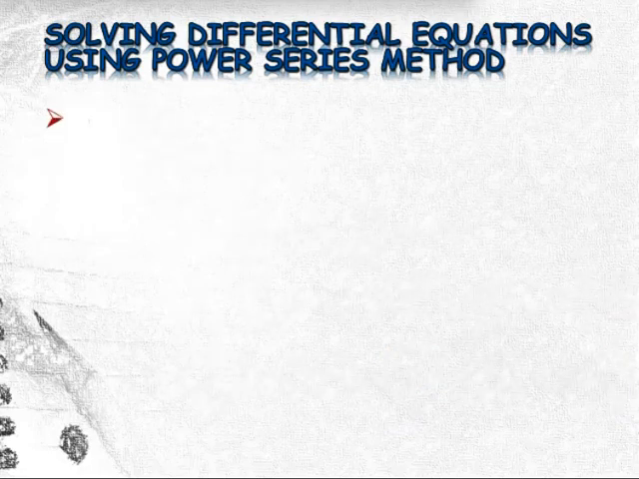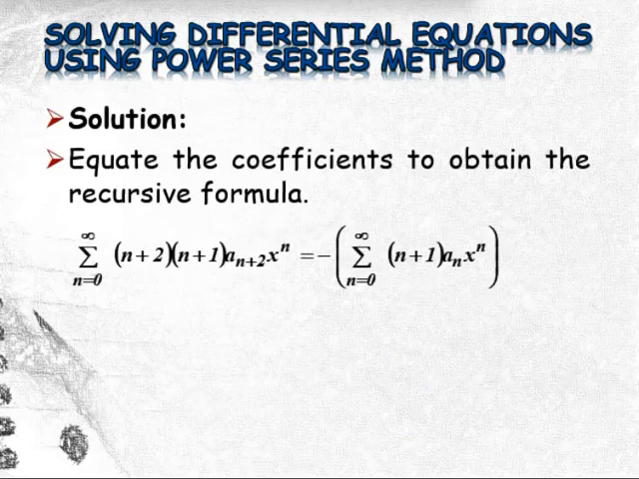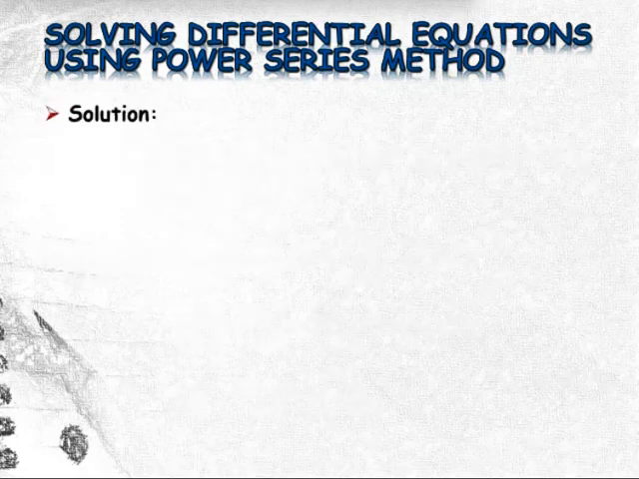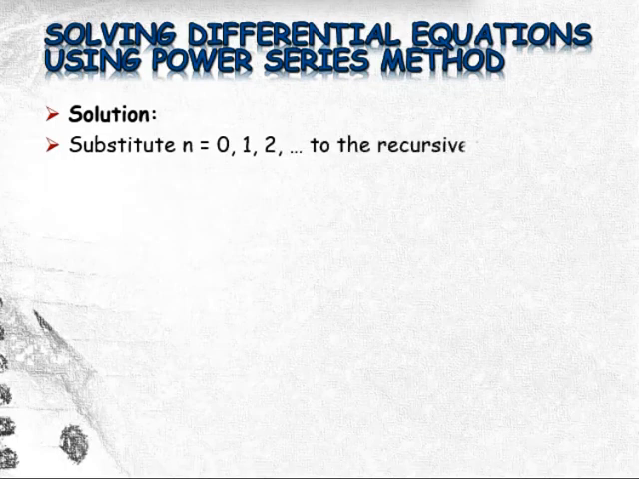So let's find the recursive formula. From the power series, we get the coefficients, and you will end up with n plus 2 times n plus 1 times a sub n plus 2 equals negative n plus 1 times a sub n. Solve for a sub n plus 2, and you will get negative a sub n over n plus 2. We then find the coefficients.